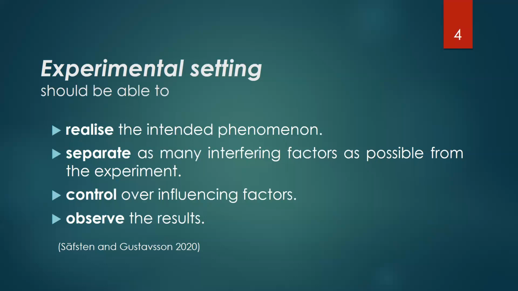It should be understandable, and you can separate interfering factors as much as possible. You have control over these influencing factors, and you should simply observe the result. So these are the criteria for a good experimental setting: realize, separate, control, and observe. Keep these four words in mind when you do an experiment.